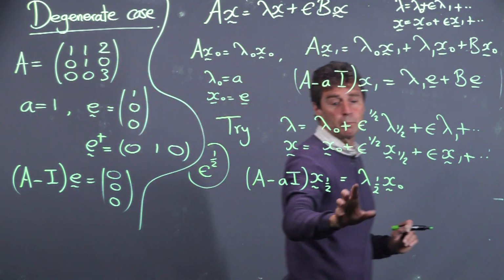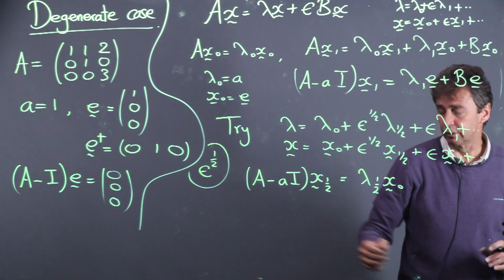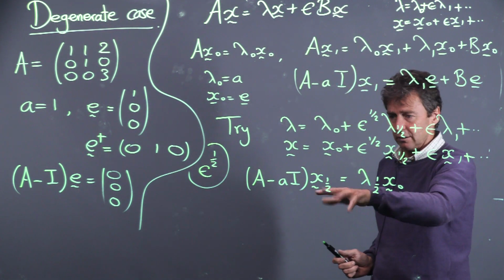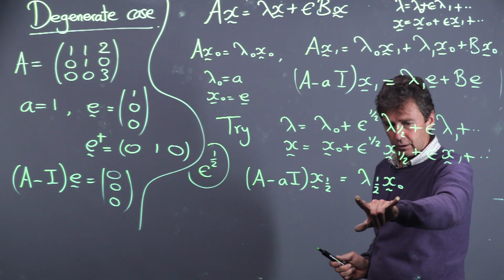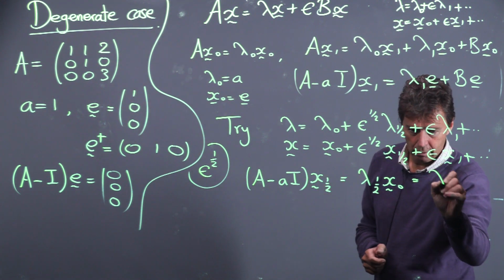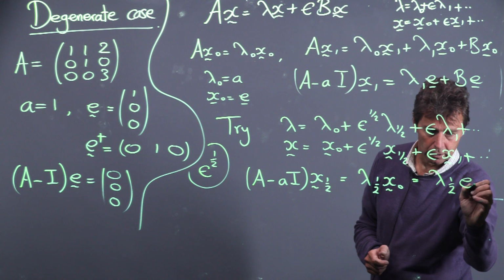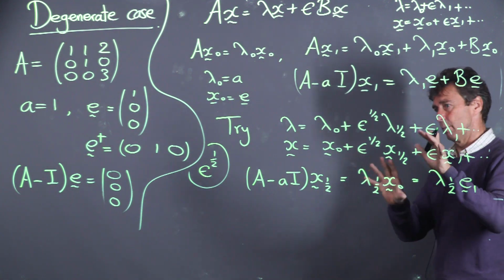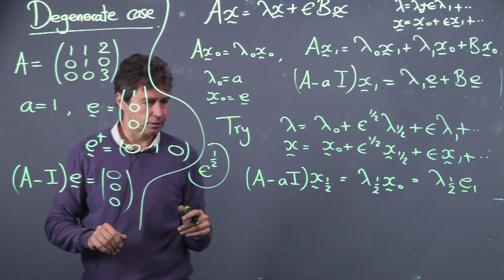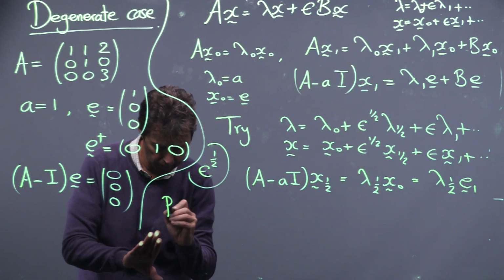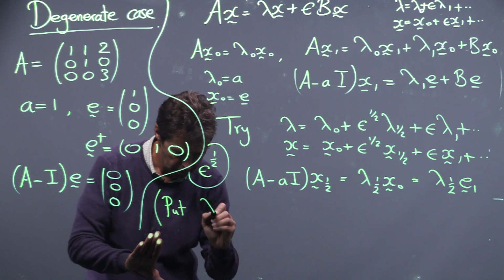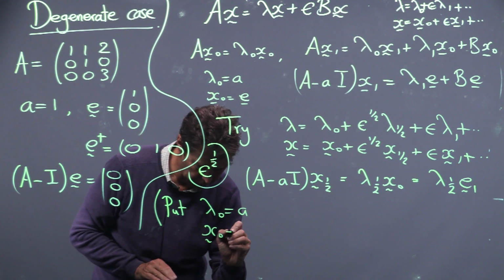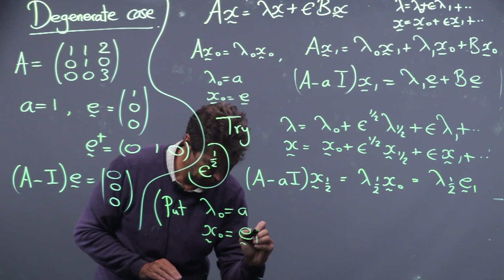Now, normally, I'd be worried about the thing on the right here because that matrix is not invertible, and I'd do the dot product with E dagger in order to try a solvability condition. However, as we have just observed, this is E, or maybe you should call it E1, bearing in mind that we have these generalized eigenvectors. So I'm putting lambda naught is A, and x naught equals this one true eigenvector.